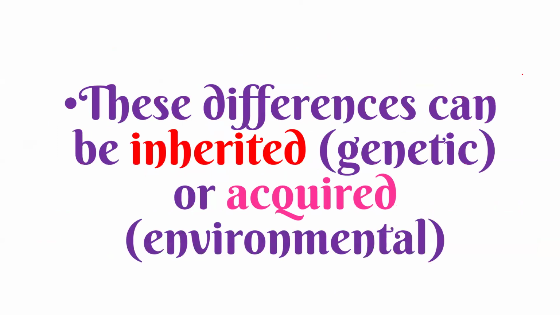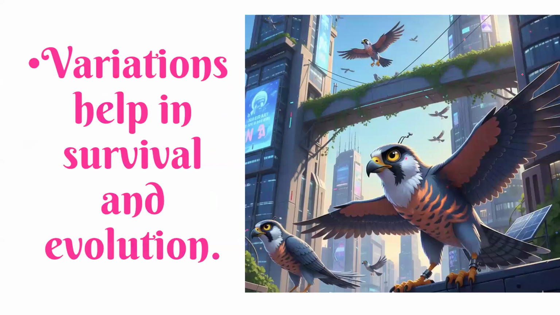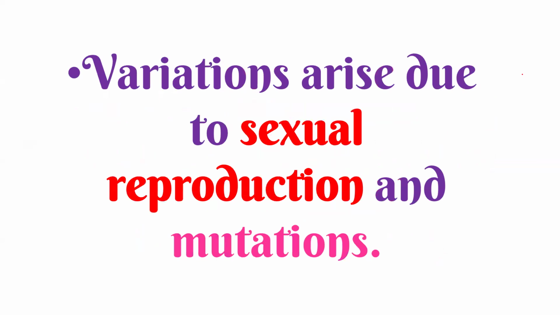These differences can be inherited or acquired. Inherited means we got them genetically. Acquired means we adapted or learned and kept them. Variation helps in survival as well as evolution. Variation arises due to sexual reproduction and mutation.